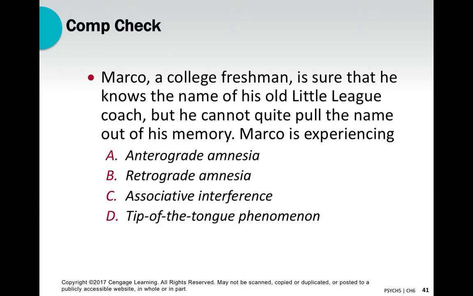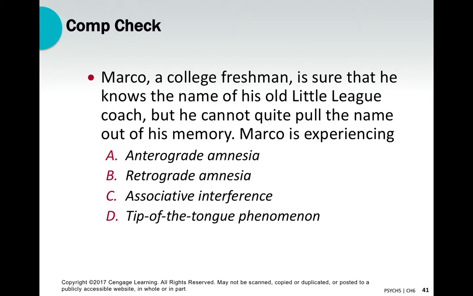Okay, quick comprehension check. Marco, a college freshman, is sure that he knows the name of his old Little League coach, but he cannot quite pull the name out of his memory. Marco is experiencing A, anterograde amnesia, B, retrograde amnesia, C, associative interference, or D, tip of the tongue phenomenon. Go ahead and pause the video and jot your answer down. Okay, welcome back. It is in fact D, tip of the tongue phenomenon.